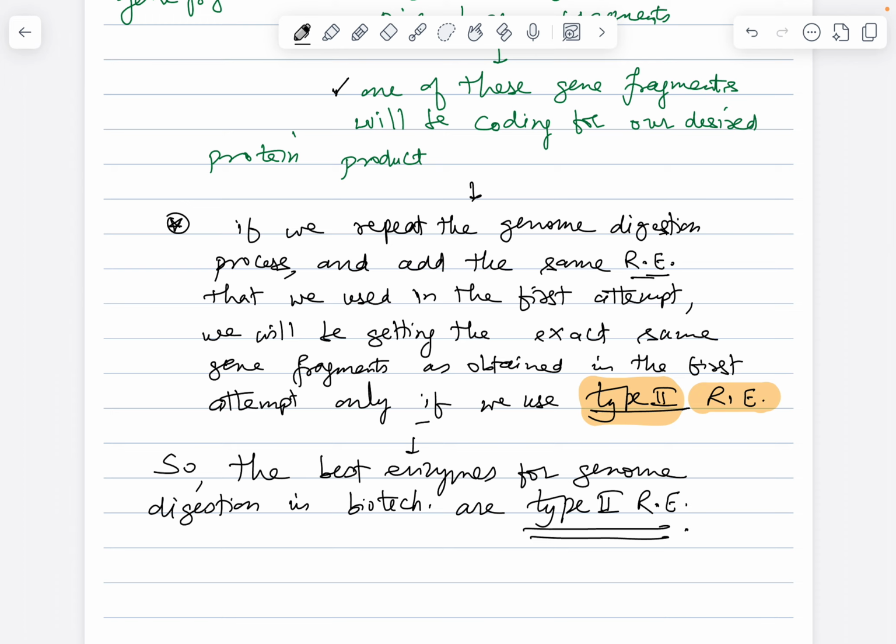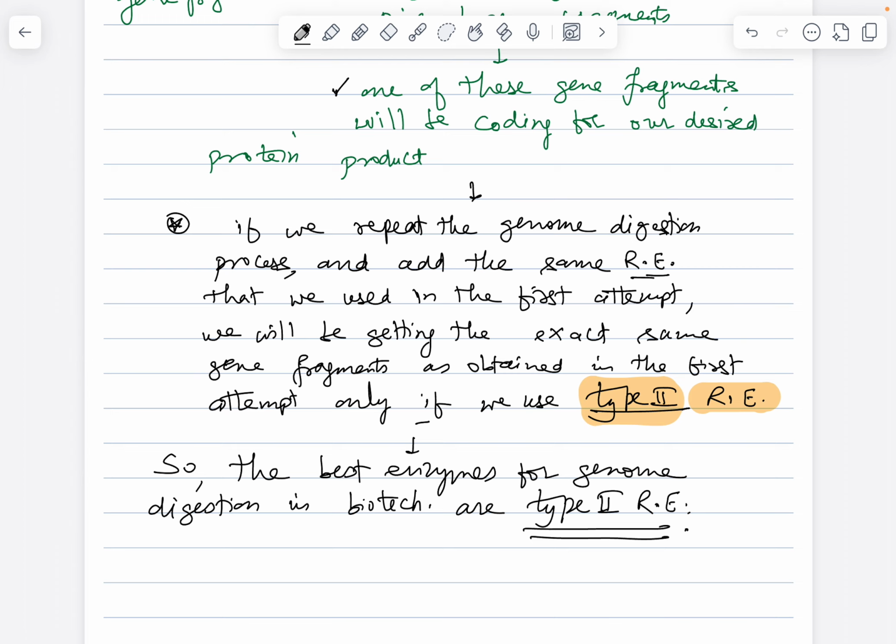This explains our differences between the type 1, type 2, type 3 restriction endonucleases, the choices available for digestion of genome, what exo and endonucleases, what did we prefer, endo, what type of endonucleases. We had three options, type 1, type 2, type 3. What did I choose? Type 2 on the basis of its property or capability of producing exactly the same gene fragments every time I digest a genome by using them. Okay, so I hope you understood about type 2 restriction endonucleases and why we use them.